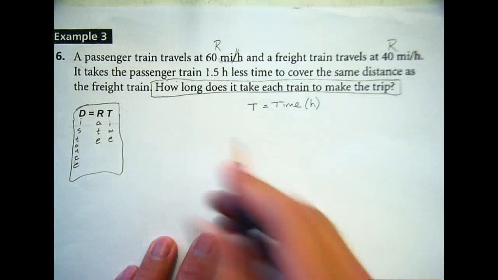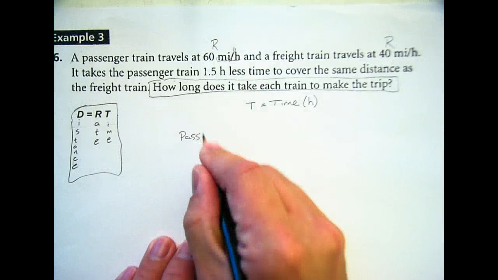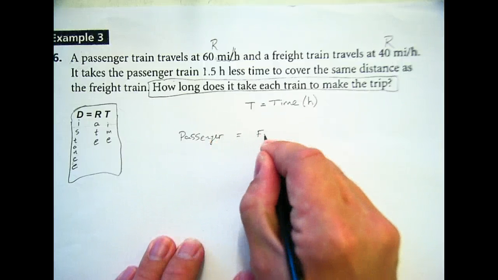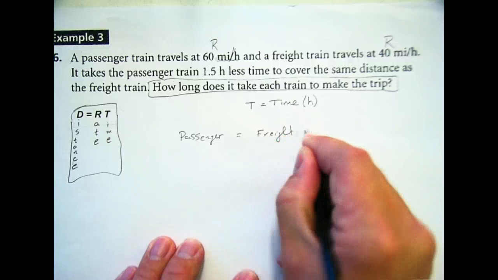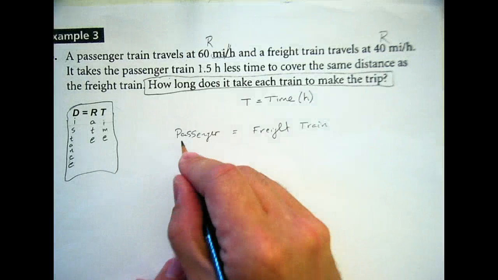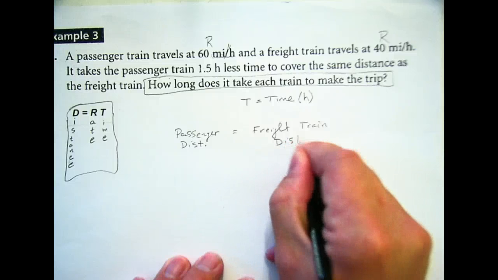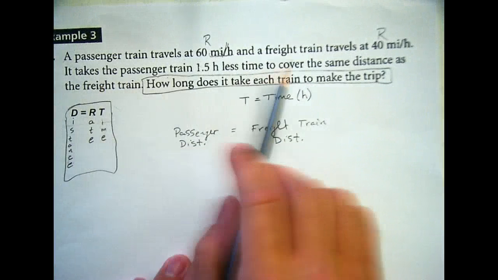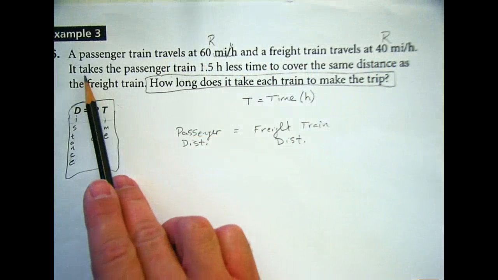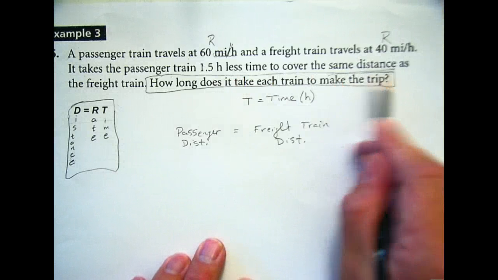Because you want to know when will the passenger train equal the freight train. When are they going to go the same distance? Passenger distance equals the freight train distance. They're going the same travel. The passenger train travels 60 miles an hour and the freight train travels 40 miles an hour. It takes the passenger train 1.5 hours less to cover the same distance.